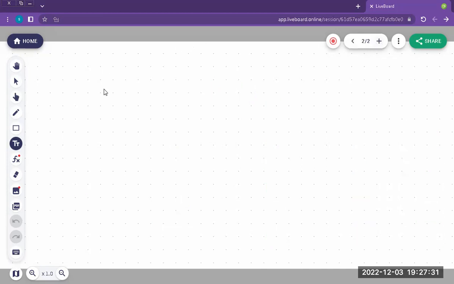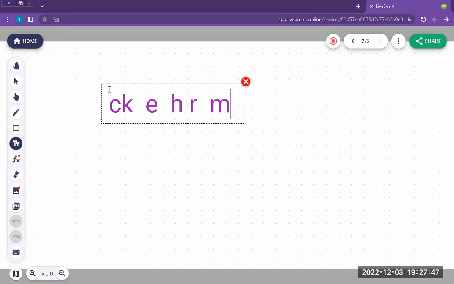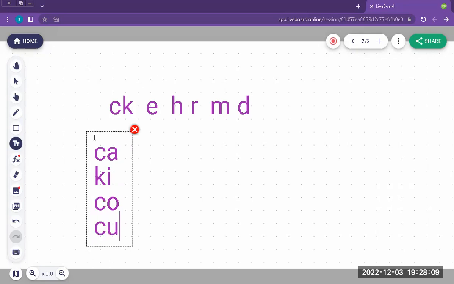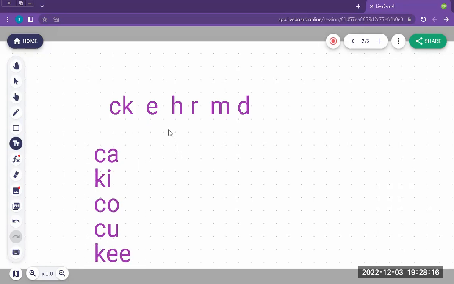In stage two, we have the letter ka. We want to make blending between these letters and our vowel letters. Ka, a, ka. Ka, i, ki. Ka, o, ko. Ka, e, ke.